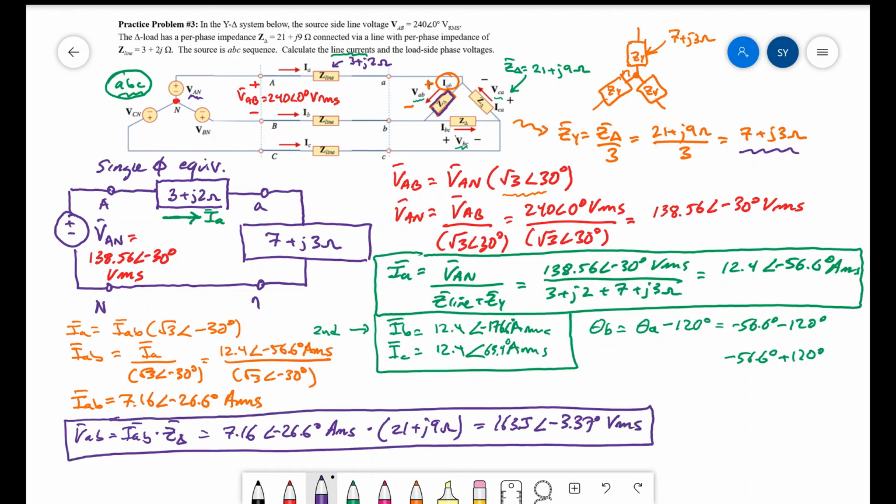Because I'm asked about the other load side phase voltages, that is VBC and VCA, I need to use the phase sequence information to help me complete that. I know that they're going to have the same magnitude, so I can immediately write 163.5 volts RMS. However, for the phases, I need to apply the phase shifts, so I apply minus 120 degrees to the BC phase because B comes second in ABC sequence. That yields minus 123.37 degrees volts RMS. For the VCA phase, I add 120 degrees, and that yields 116.63 degrees volts RMS.